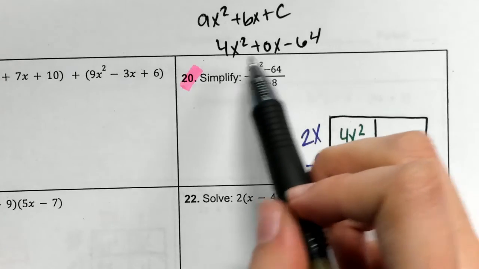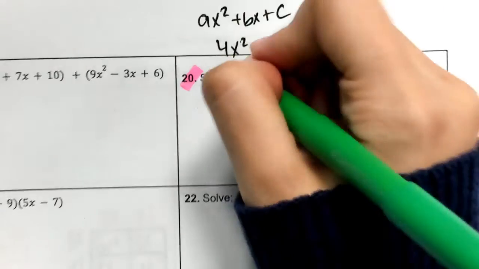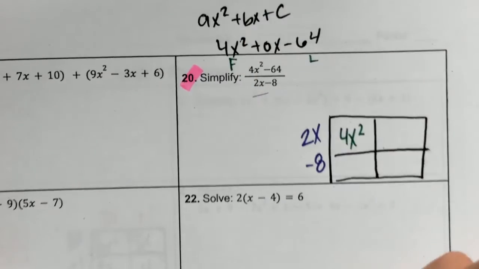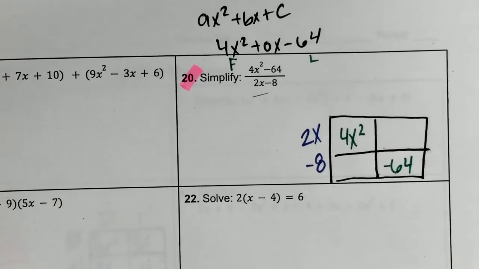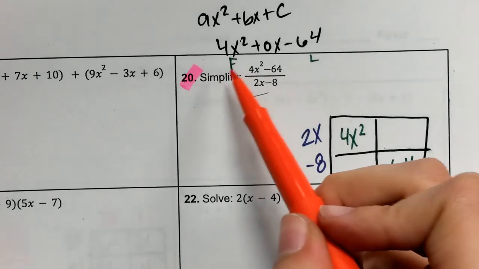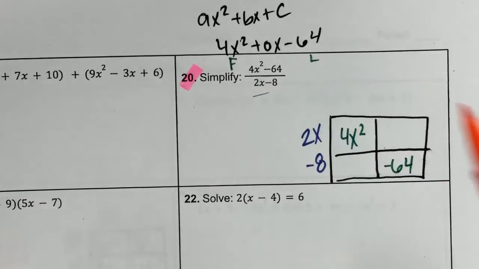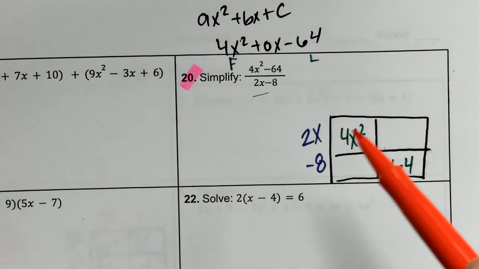But that's okay, because you still have the first term and you still have the last term. So you can solve it like normal. We'll write down the negative 64 here and solve as normal. So as long as you have the first term and as long as you have the last term, you can do this box method for division.